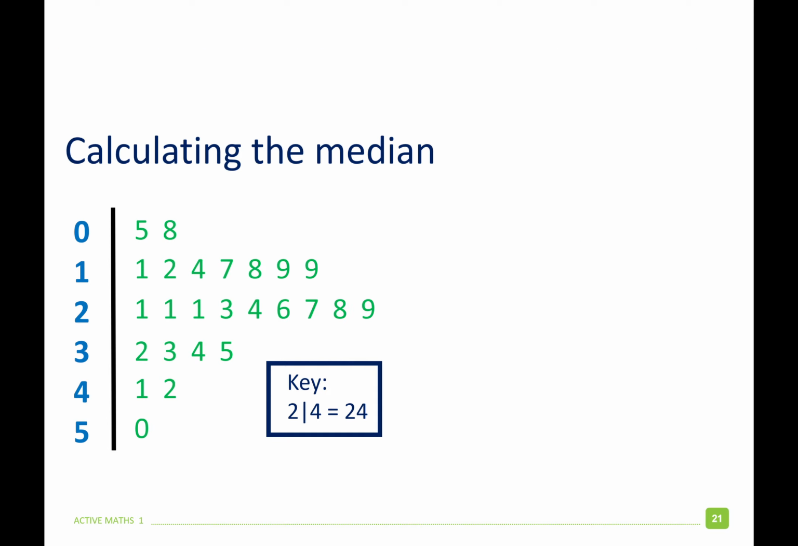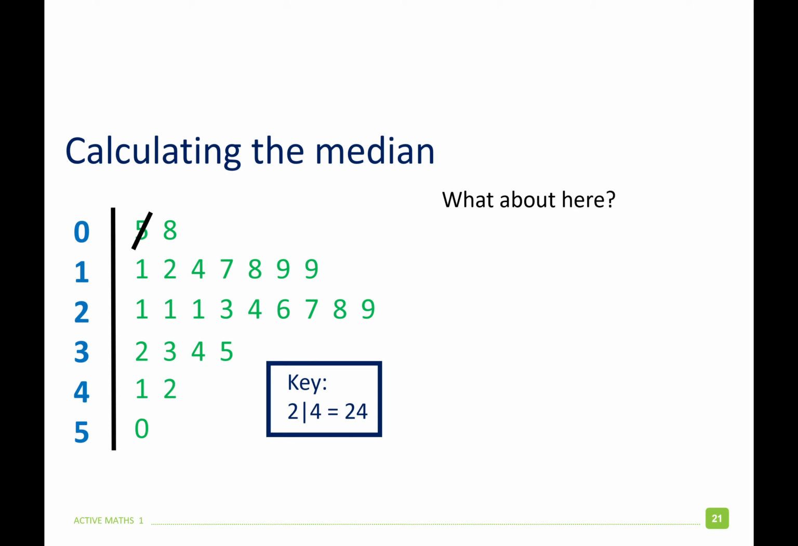Let's look at another example. What about the median here? To calculate the median, we must make sure that our data is ranked. As it is in a stem and leaf diagram, our data is ranked. It's going from smallest value to largest value. To find our median, we cross off the largest and the smallest leaves until we only have 1 or 2 leaves remaining.